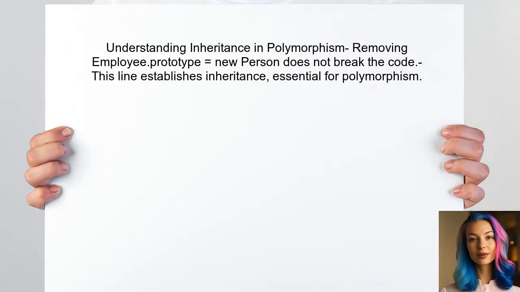Finally, the user should understand that removing the line employee.prototype = new person does not break the code because the employee class can still function independently. However, this line is crucial for establishing inheritance, which is a key aspect of polymorphism.